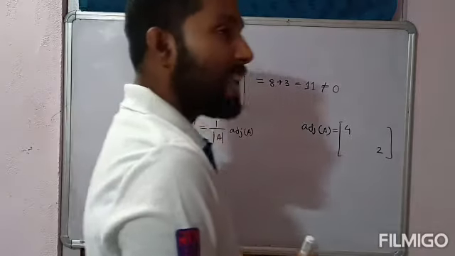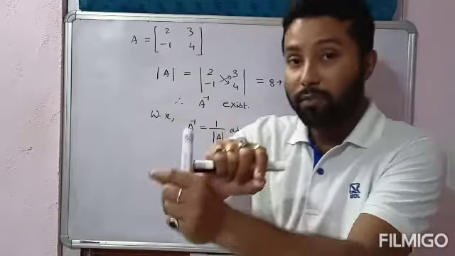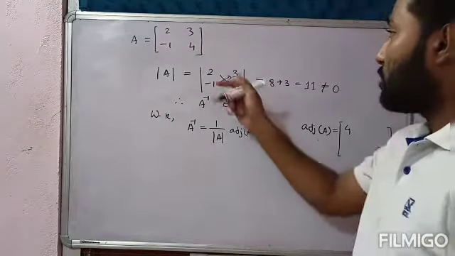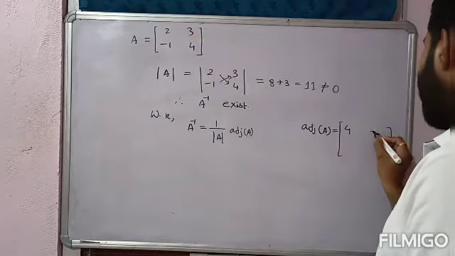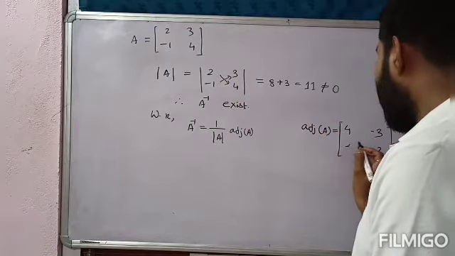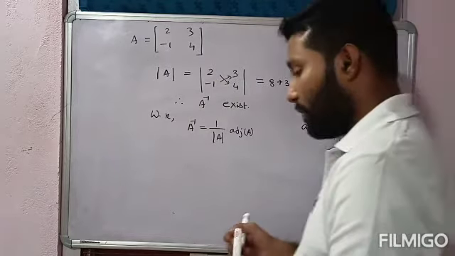And change the signs of the non-diagonal elements. No need to change the position of the non-diagonal elements. Just change their signs. So यहाँ पे +3 है तो this will be now -3. यहाँ पे -1 है तो ये हो जाएगा +1. This is the adjoint of A, by the shortcut method.